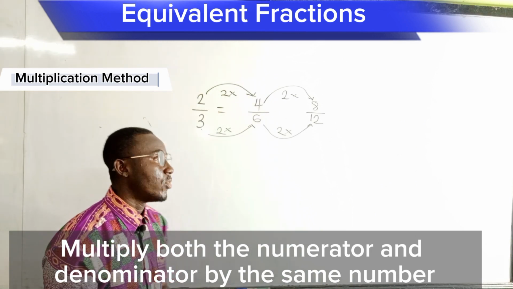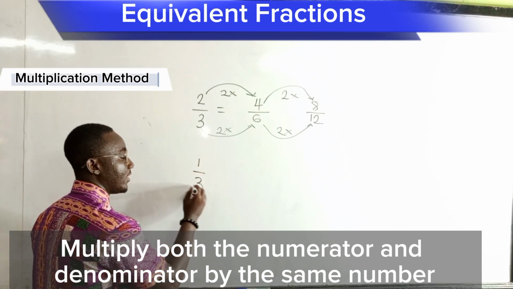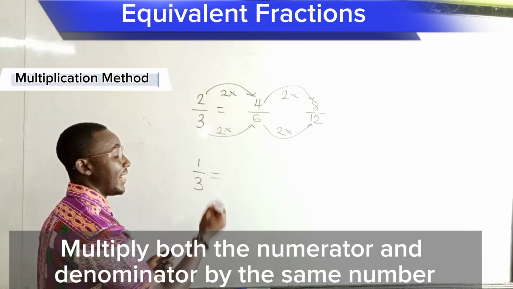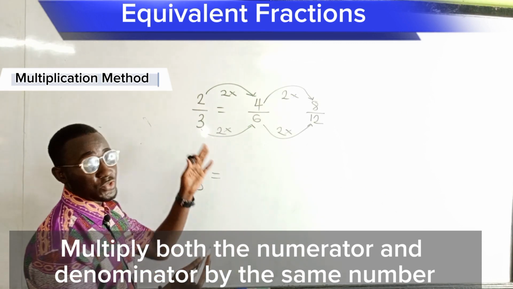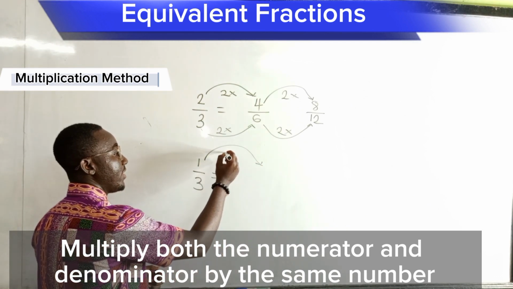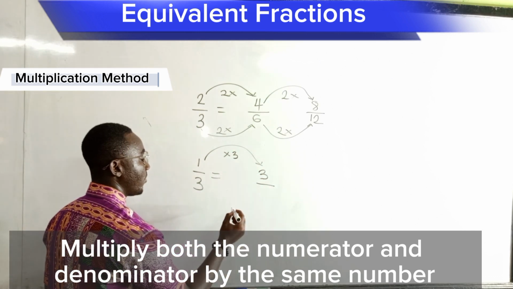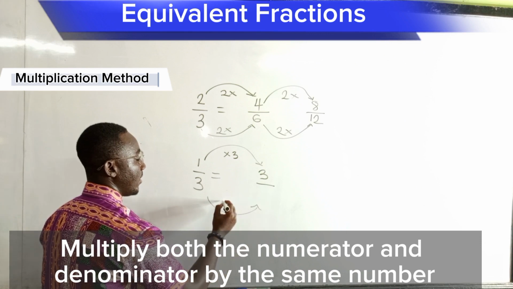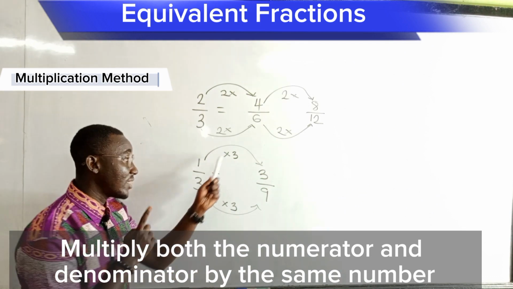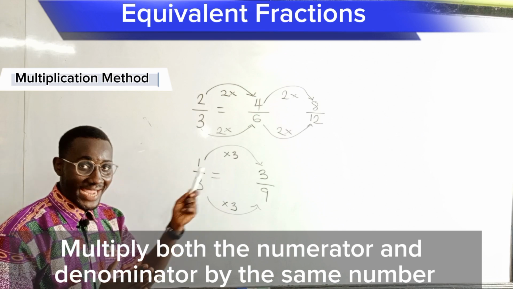Let's look at another example. Let's find the next equivalent fractions of 1/3. Let's multiply them by a different number. This time we are not using 2, but we are using 3. So let's multiply it by 3. Here we are going to get 3 out of 3, also by 3, we are also going to get 9. So you realize that we use 3 to multiply at both sides. That is for the numerator and the denominator.